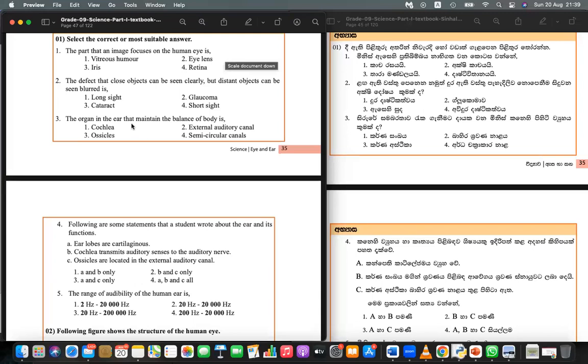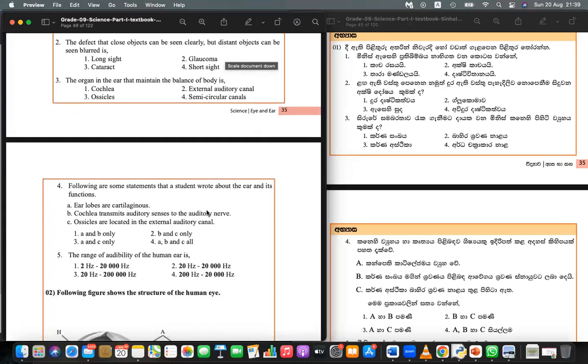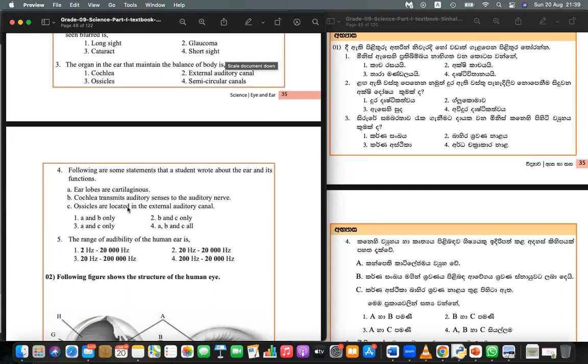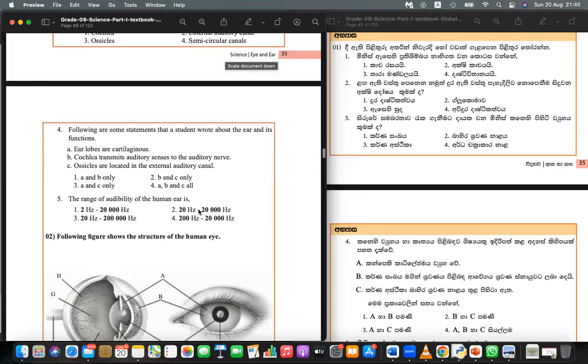Okay, the organ in the ear that maintains balance is called the semicircular canals. Following are some statements that a student wrote about the ear's function. Ear lobes are made of cartilage. Cochlea transmits auditory signals to the auditory nerve. Ossicles are located in the external auditory canal. A and B are correct. C is incorrect. The range of audibility of the human ear is 20 to 20,000 hertz.